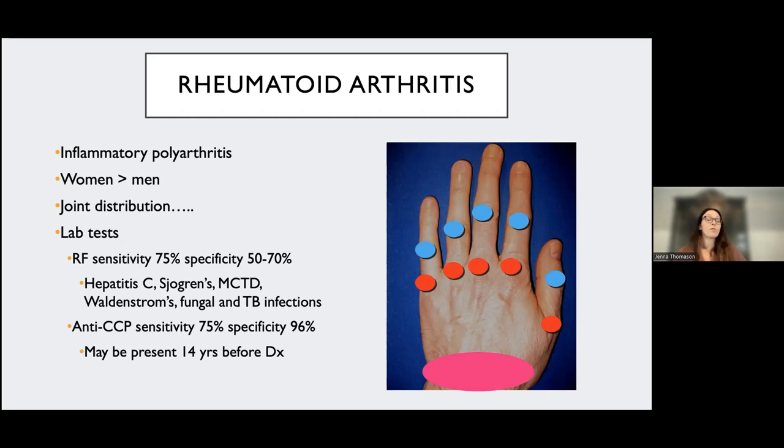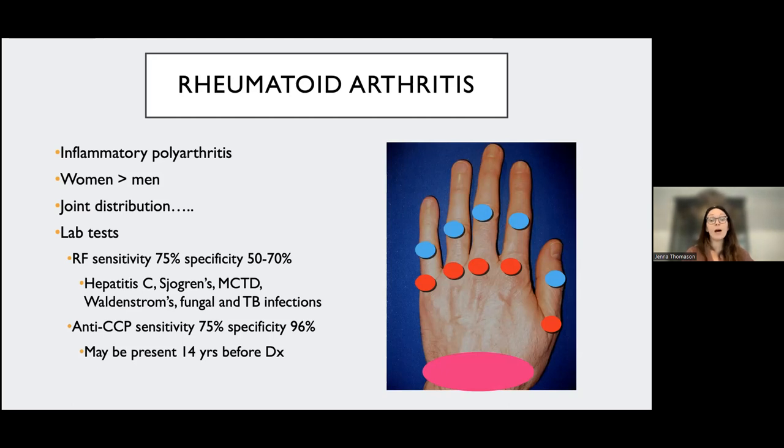You might see rheumatoid factor in other conditions like hepatitis C, other autoimmune diseases like Sjogren's, MCTD, or patients with Waldenstrom's or cryoglobulinemia, fungal or TB infections. Anti-CCP, when it's done in our lab, has very high specificity, 96%. So in our lab, the test that's run is an anti-CCP IgG. And that is the one that has very high specificity.